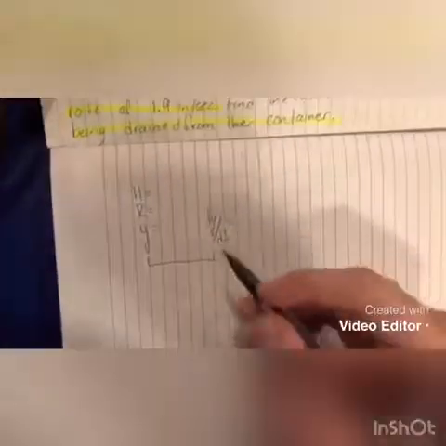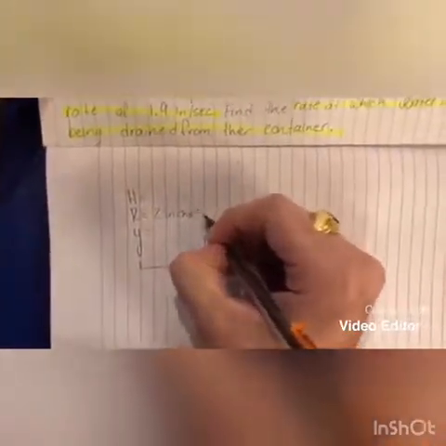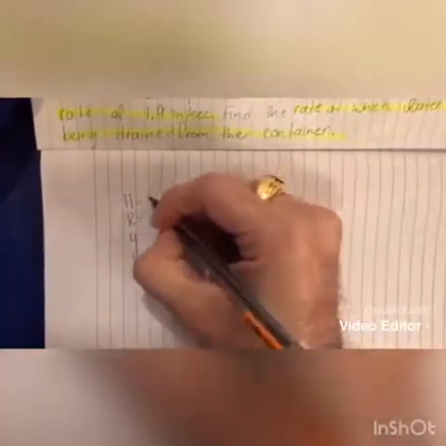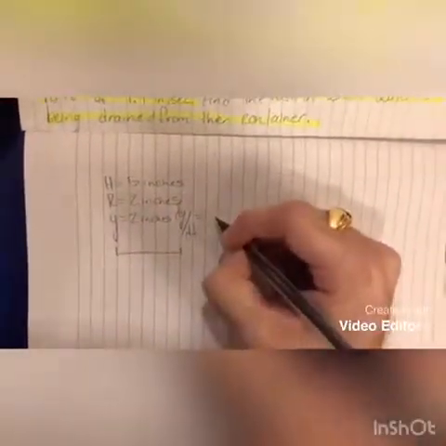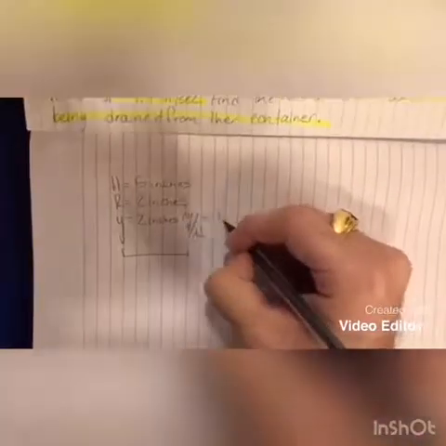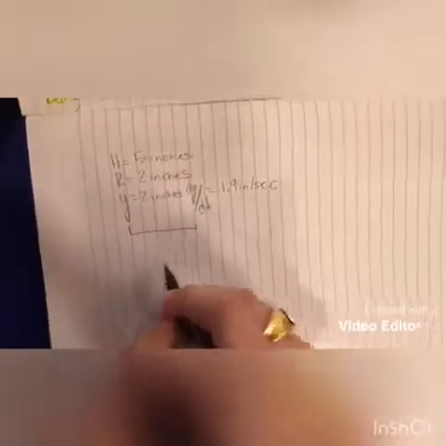Alright, so instead of starting off with a drawing, we're going to start off by identifying the values that we were given along with the rate that we were given. Okay, so the radius of the cone is going to be 2 inches, and the height of the cone is 5 inches. The water is at a depth of 2 inches, falling at a rate of 1.9 inches per second. Now we can draw it out.